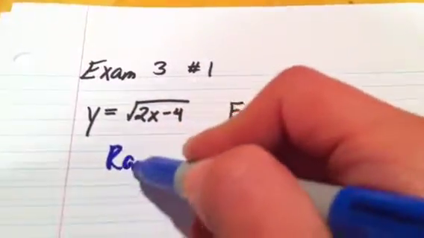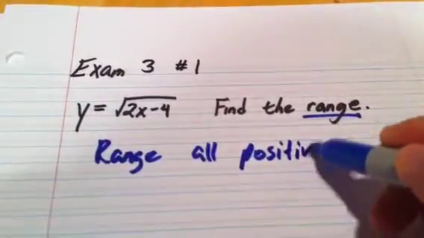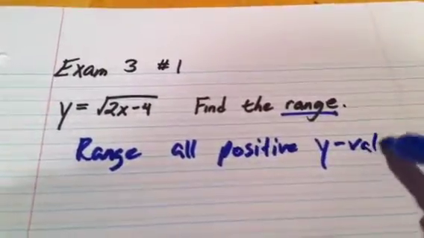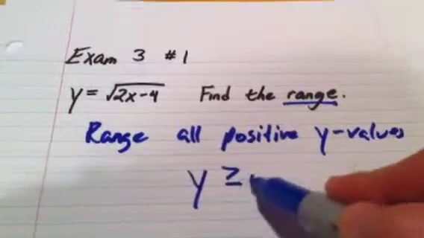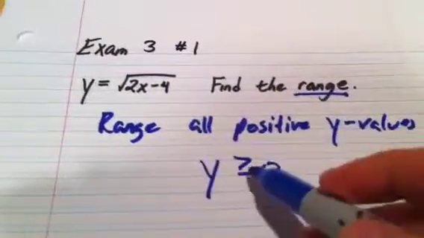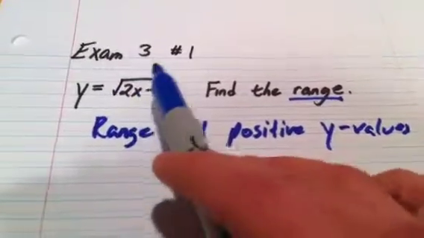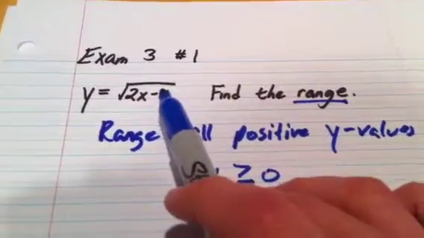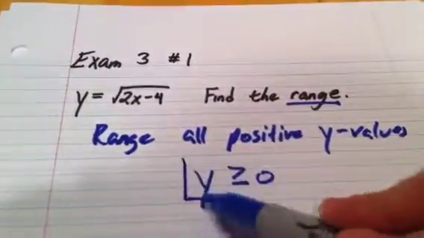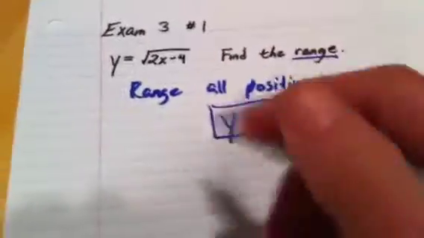So my range is all positive y values, which I can write as y's that are greater than or equal to 0. You could have a 0, that's fine, because the square root of 0 would be 0. So all positive y values. Whenever you have a square root like that, the range is going to be y is greater than or equal to 0. Now, if he asked another question like this, let's give a couple other examples.